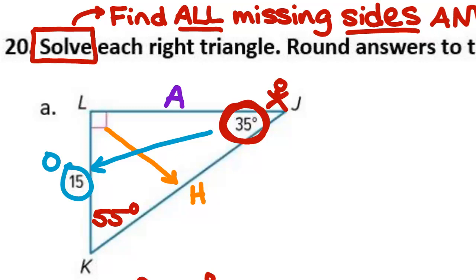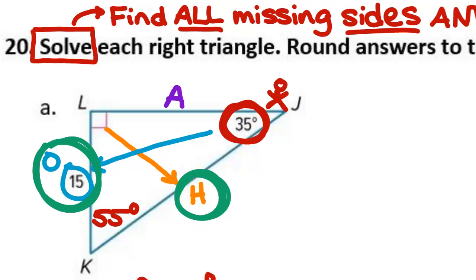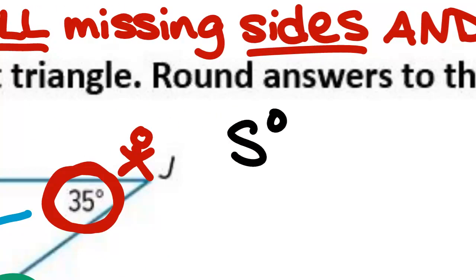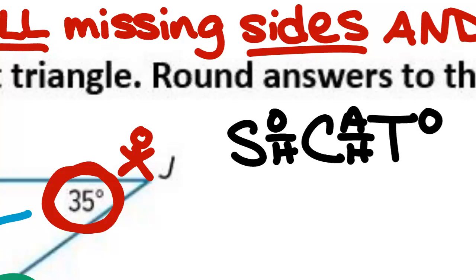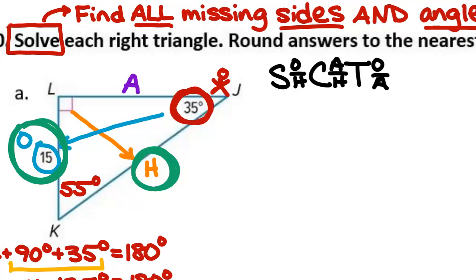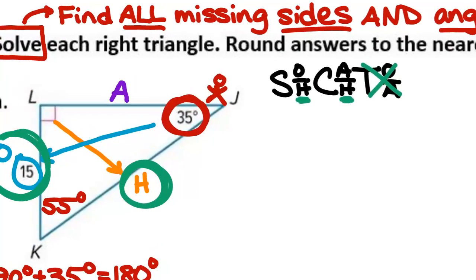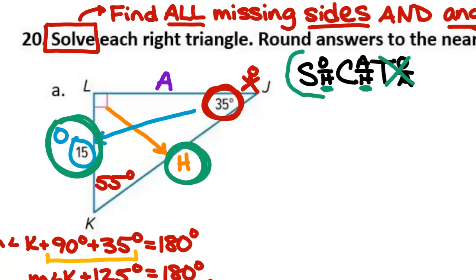Do you guys want to find the hypotenuse or the adjacent side first? Hypotenuse, sounds good. If I want to find the hypotenuse, and I know the opposite side, so now I'm thinking SOHCAHTOA. Since I want to find the hypotenuse, I need one of the ones that uses the hypotenuse. So either sine or cosine. So I know I can't use tangent to find the hypotenuse. Have to use sine because I know the opposite side and I want the hypotenuse.